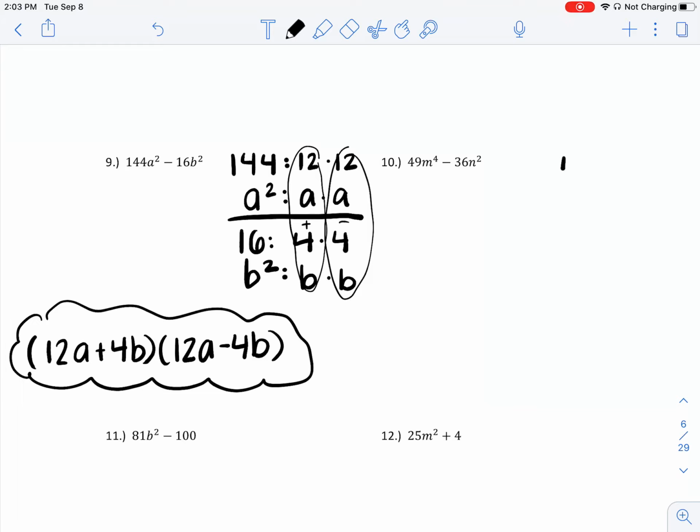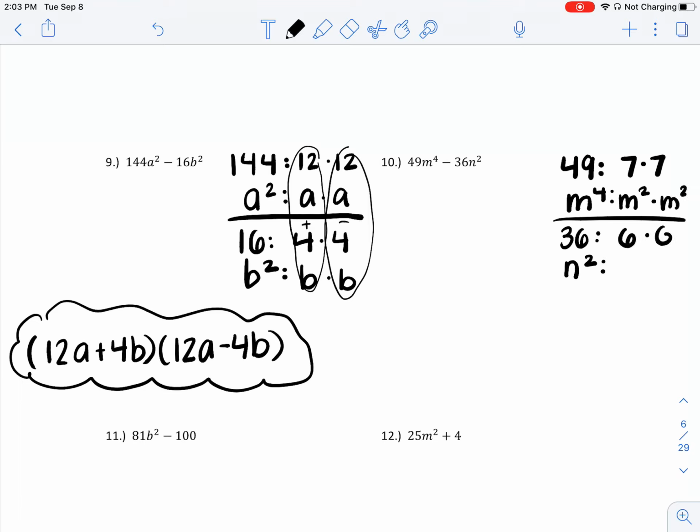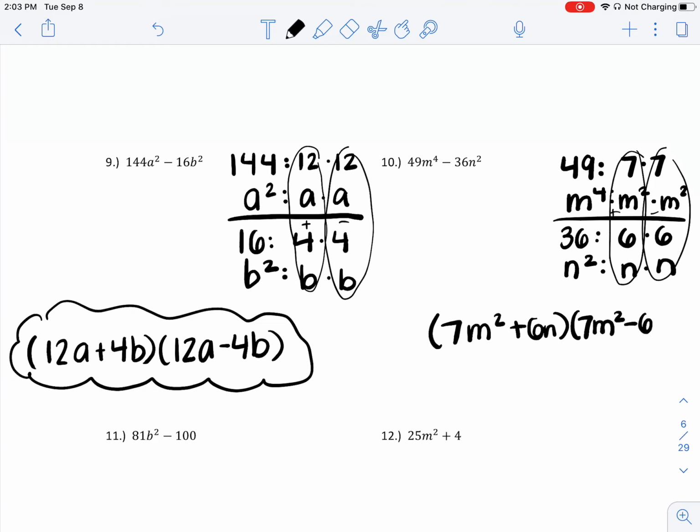Number 10, first up is 49, then m to the fourth, then the minus sign, so that's my line, then 36, and then n squared. 49 is 7 times 7. M to the fourth is m squared times m squared. 36 is 6 times 6. And n squared is n times n. Then I group them up, put my plus, put my minus. So I have 7m squared plus 6n times 7m squared minus 6n. And that's your answer.